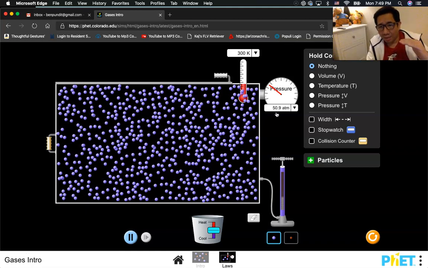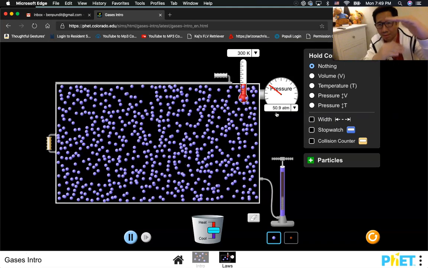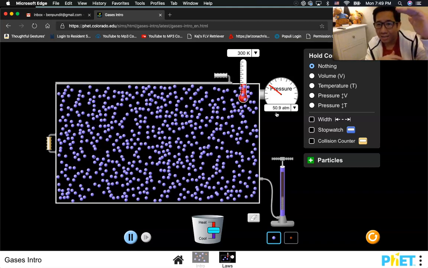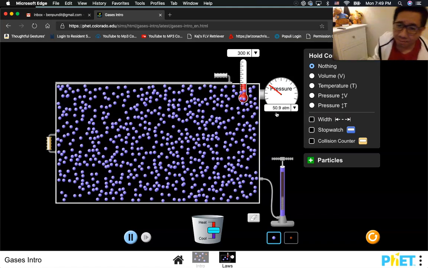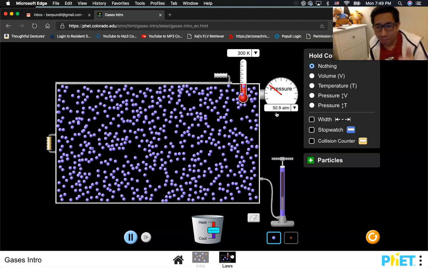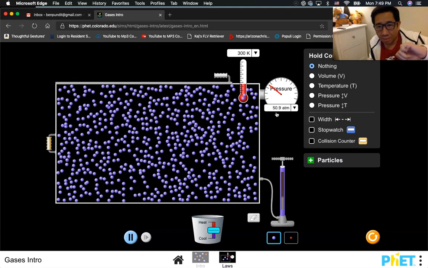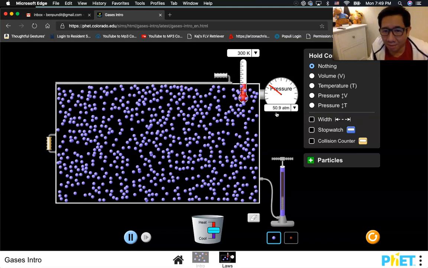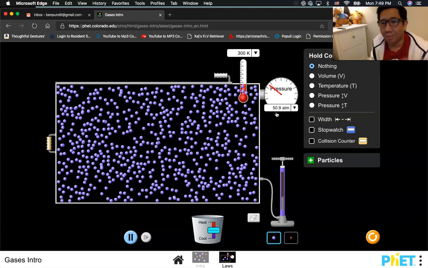So this is how your lungs work. You pull down the diaphragm, your lungs expand, you have more volume, and as the volume goes up, the pressure goes down. It's the opposite. What you need to remember for Boyle's law is that when pressure goes up, volume goes down, and when pressure goes down, volume goes up. It's always the opposite.